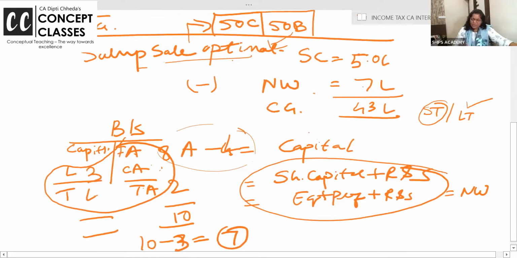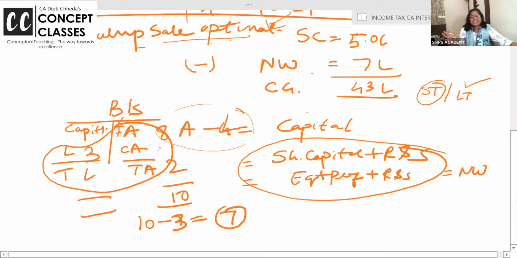Ma'am, I don't understand all this. Can I please split the sale consideration and pay the capital gain in the routine way? Yeah, most welcome. No problem. You can do it. Is this clear to all of you? So this is the concept.